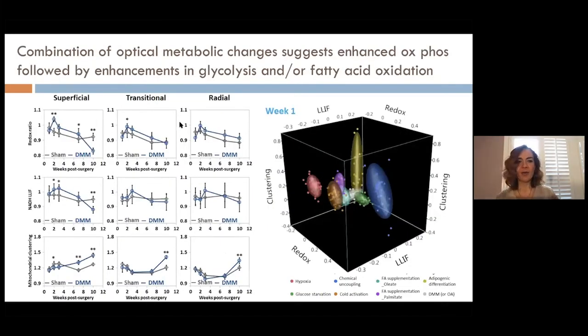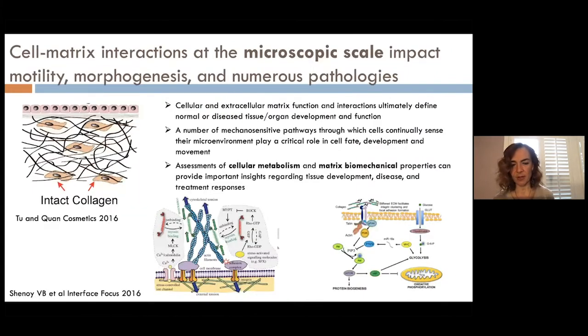Again, we can look at the combination of metrics that we have, shown here in the gray, to see what our osteoarthritis tissues are doing. If we follow how we move in the space, it looks like at the beginning we may have some enhanced oxidative phosphorylation, but then at the later stages we may have enhanced glycolysis and fatty acid oxidation. Okay, so enough about metabolism.